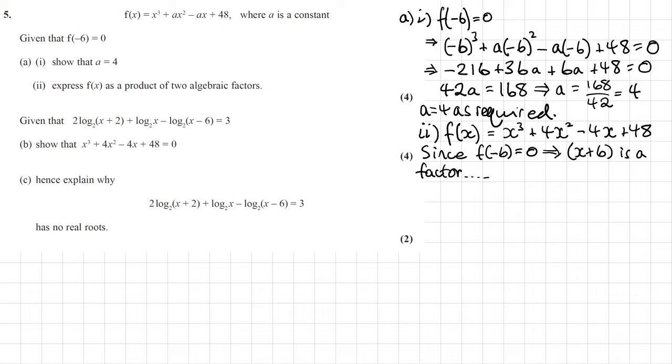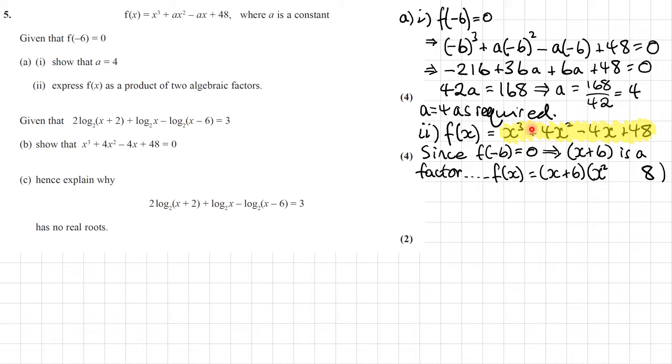So I know that I can write f of x equal to x plus 6 times by something else that's going to give me this part here, x cubed plus 4x squared minus 4x plus 48. Now it has to be starting with x squared, because that's going to multiply out to give me x cubed, and I know that the number at the end has to be 8 to give me the 48, so I can put those in. I just need now to work out what the middle term is.